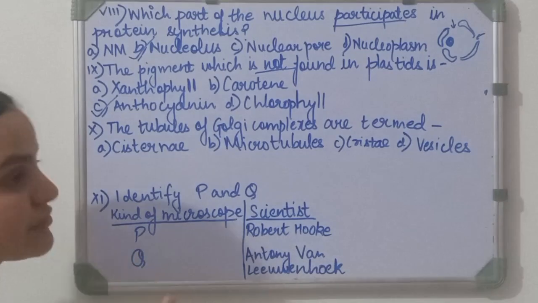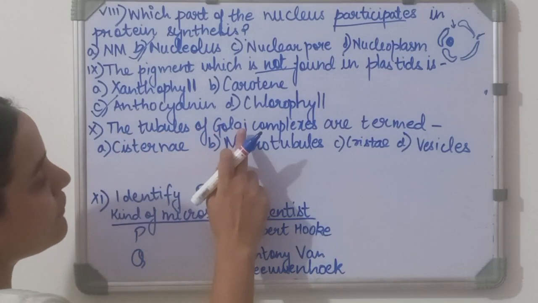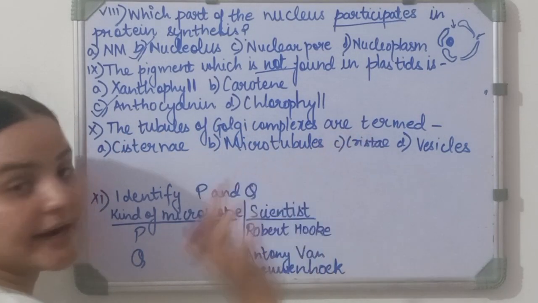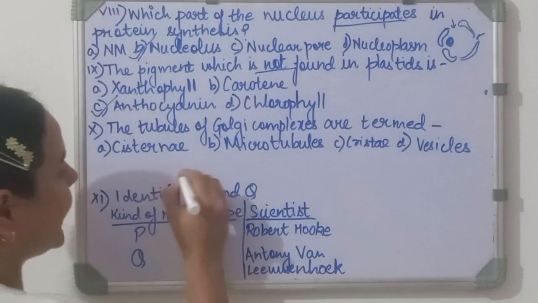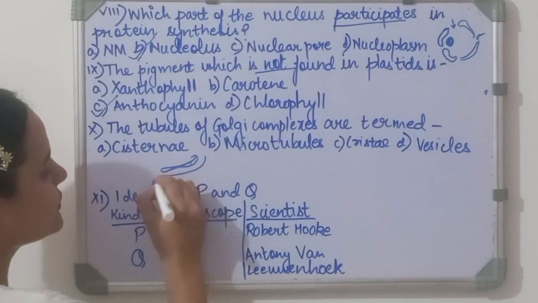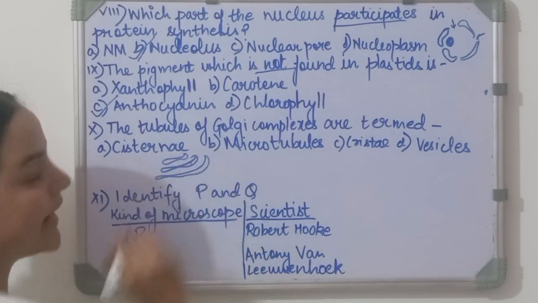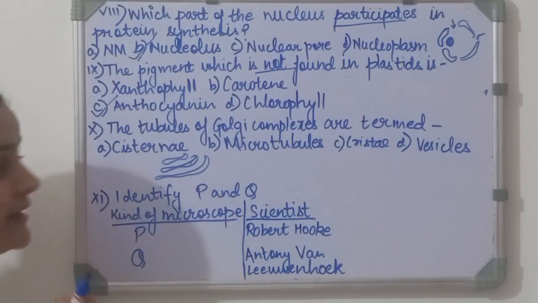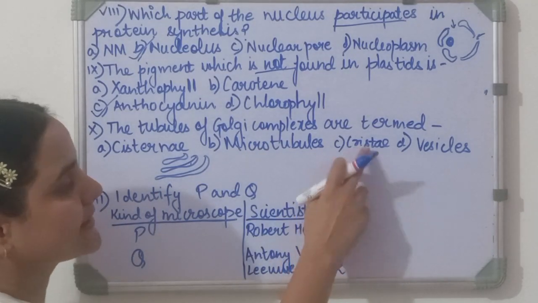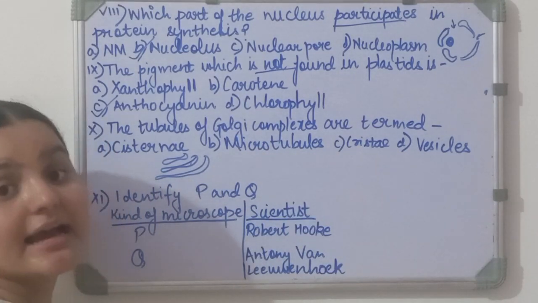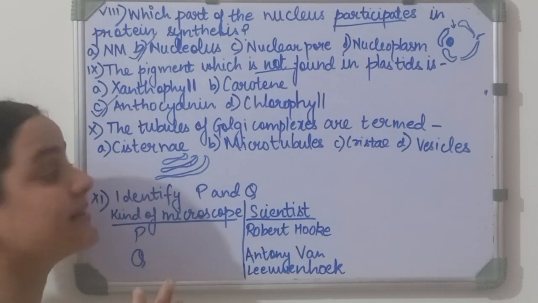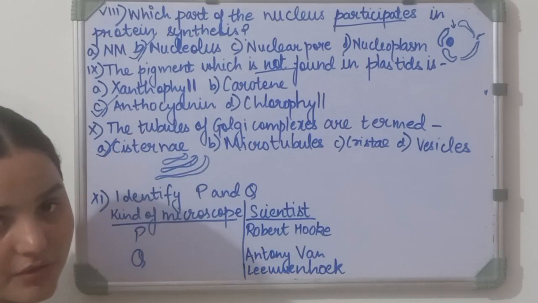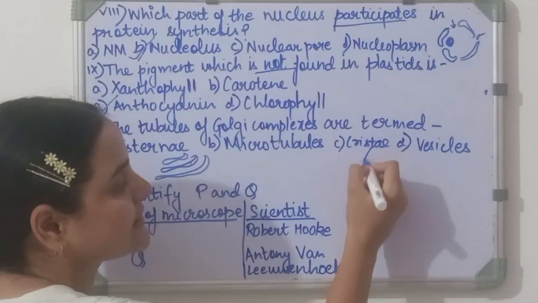Okay, now next question. The tubules of Golgi complexes are termed. It is asking that these tubules of Golgi complexes are termed cisternae, microtubules, cristae or vesicles. These are termed as what? These are termed as cisternae. Okay, don't confuse with cristae.